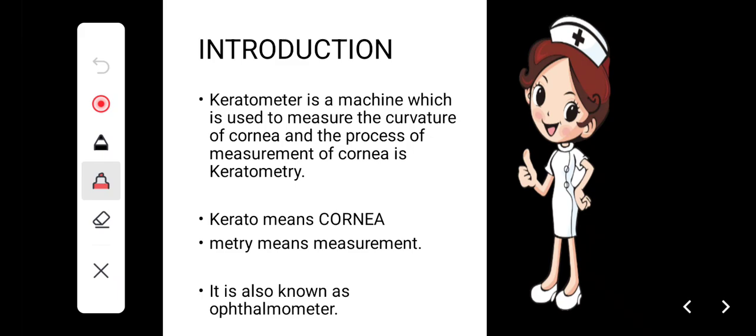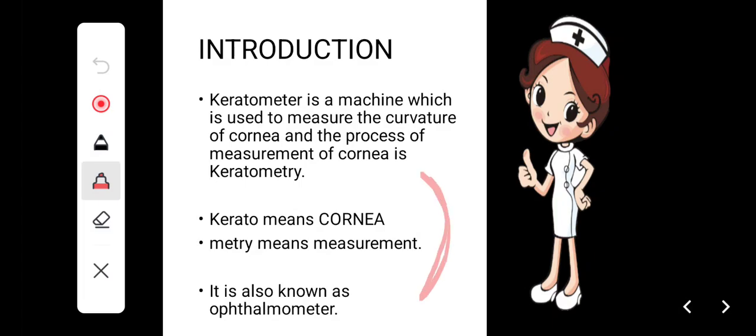Curvature means how the cornea is curved. And in the process of measurement of the cornea, we are supposed to find out the vertical as well as the horizontal curvature of the cornea. Kerato means cornea and metry means measurement. That's why its name is keratometer and the process is known as keratometry.